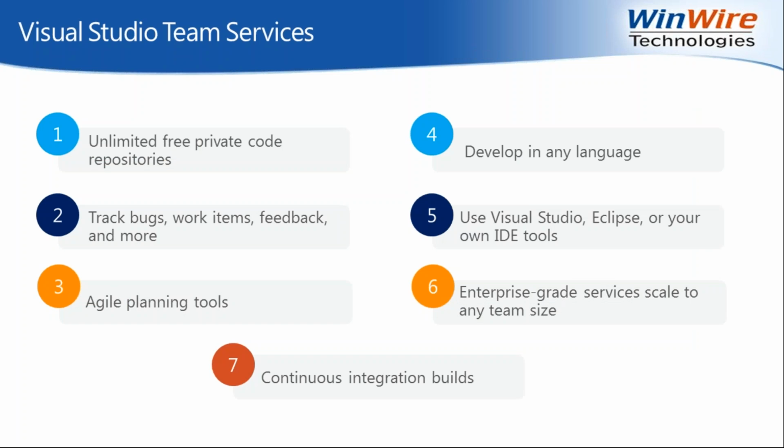So these are some of the value adds that Visual Studio Team Services provides. It provides unlimited free private repositories, so you can use either Git or the Visual Studio Team Foundation version control system. It supports bug tracking and work item feedback, and provides tools for that. It also has Agile planning tools to plan your user stories, your features, your sprints, and your overall capacity around your sprints.